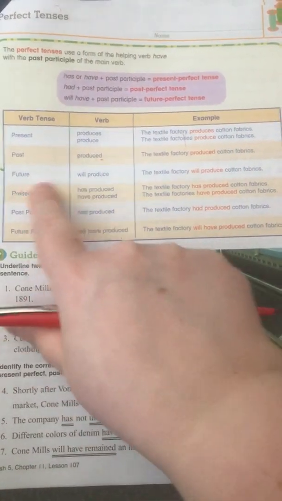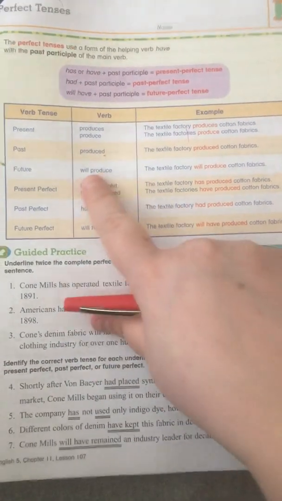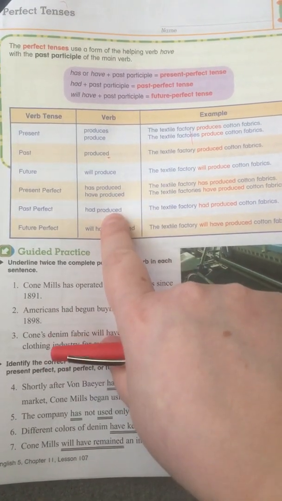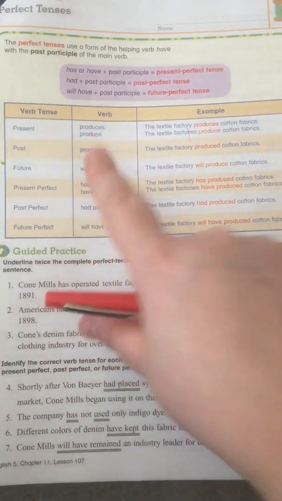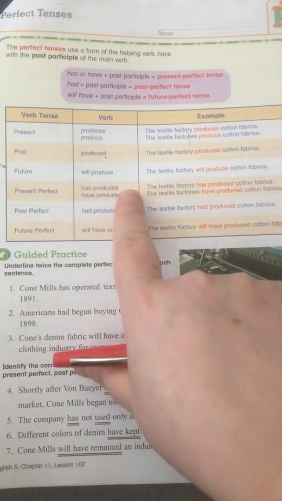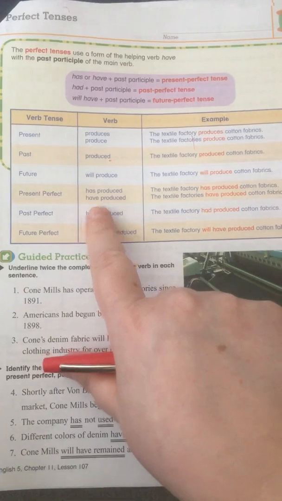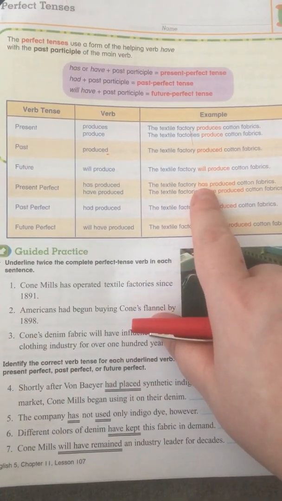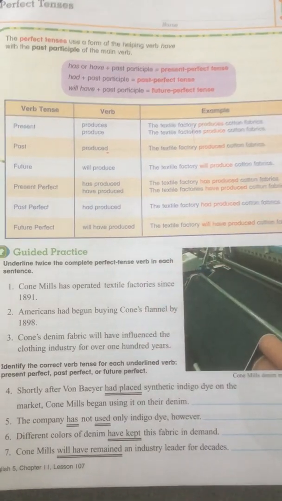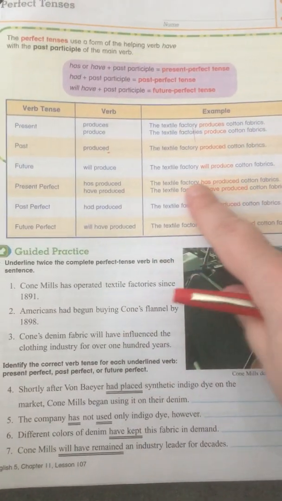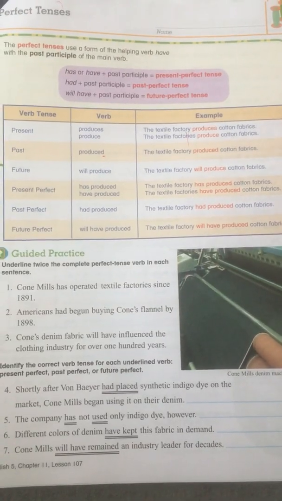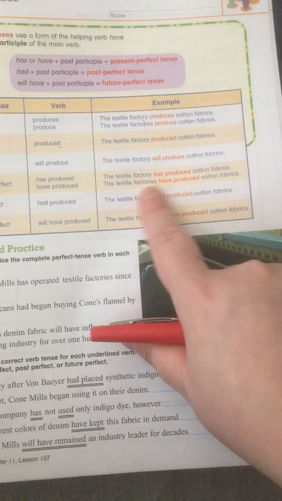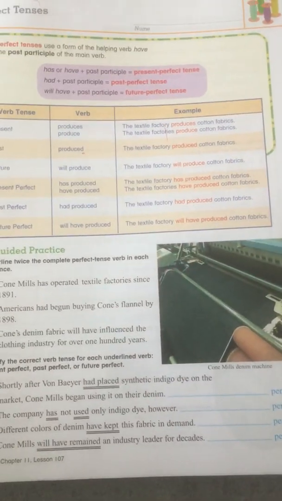Then we have the 3 that we're talking about today. It uses has or have and then produced. You see how in the perfect tenses it's all produced. It's that past tense verb. So the factory has produced, or the factories have produced. The action started in the past, but it's continuing. It has produced cotton. It's still producing the cotton, but it already started a while ago. That's why we use those words.